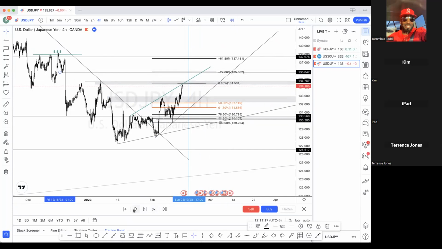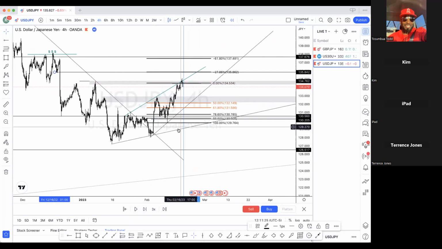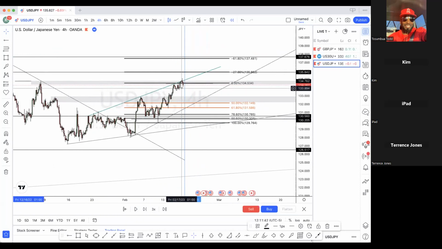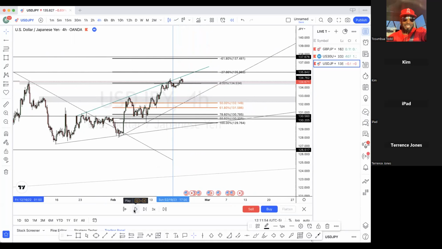Oh, wait a minute, I forgot I'm in replay. Hold on. Okay, so price pulled back. However, it is breaking my, well, I'm not going to say it's breaking. So it's in this zone here. It has swept this high. So let me just play it out. It's still respecting the trend line, as you can see.